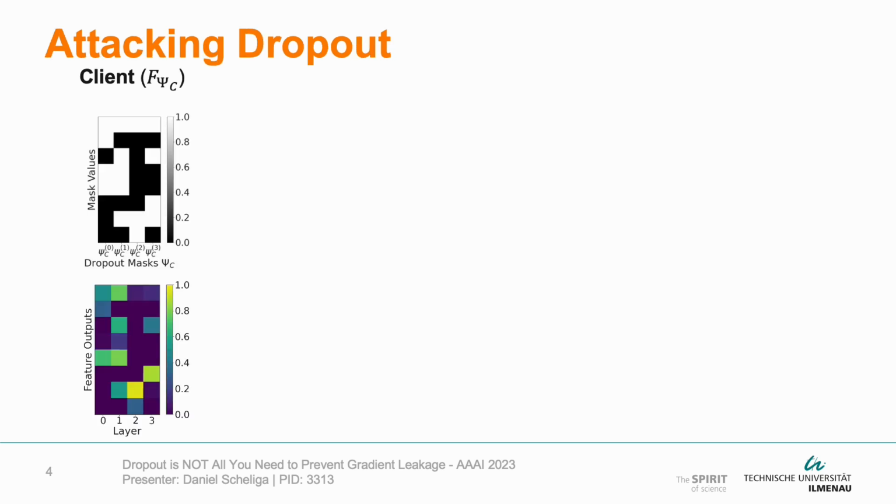So now let's look at what exactly goes wrong with the attack when the model uses dropout. As dropout introduces stochasticity into the training process, each forward propagation step applies a different set of dropout masks to the intermediate feature representations. Hence, the model F is now a stochastic function that depends on the dropout masks applied during forwarding. We denote the specific realization of masks that the client applied during a forwarding step with psi-c. In the upper row, you can see a schematic representation of such a realization.